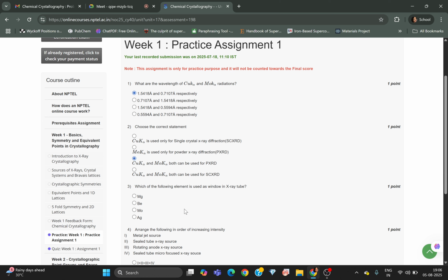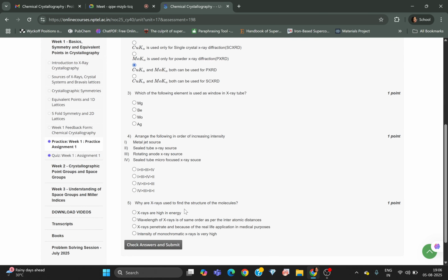powder XRD. Okay, now the third question is: which of the following elements is used as window in X-ray tube? The answer is very common. It's beryllium. Beryllium is used because, first of all, the X-ray tube window allows the generated X-rays to exit the tube while keeping the vacuum inside. So that is the function of an X-ray tube window.